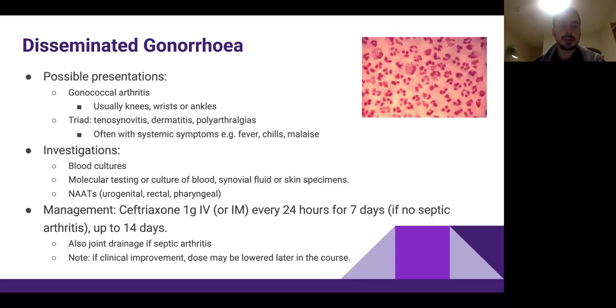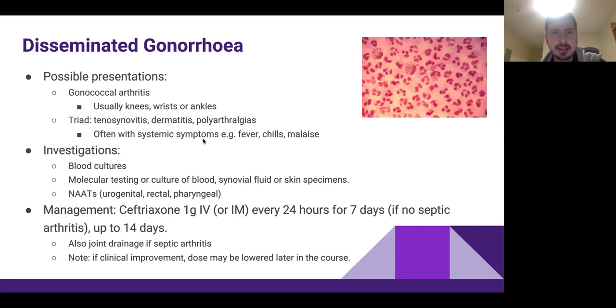Now, disseminated gonorrhea is very interesting, and it can present as an arthritis affecting joints. And the triad that is typically known is tenosynovitis, so the ligaments, dermatitis, the skin, and polyarthralgia, so affecting many joints, and it can have systemic symptoms with it.